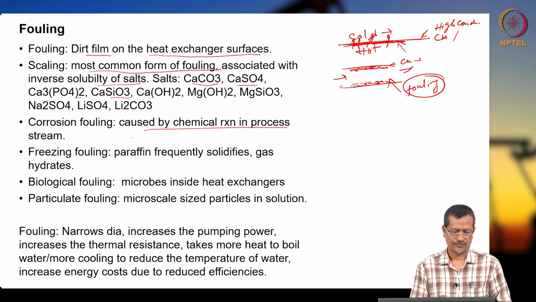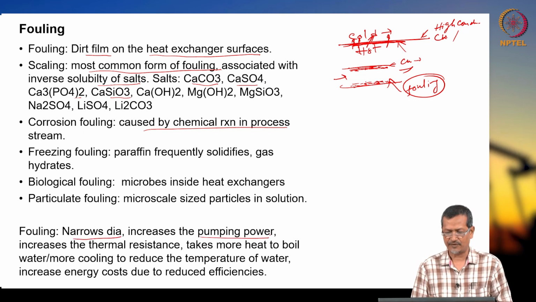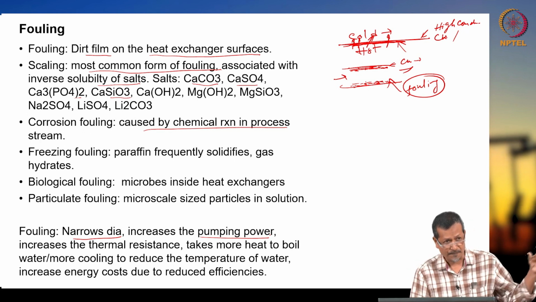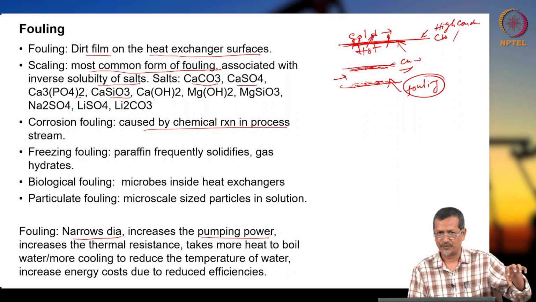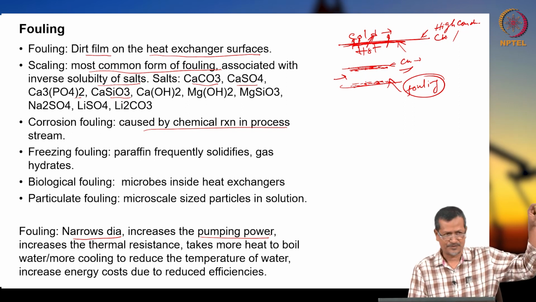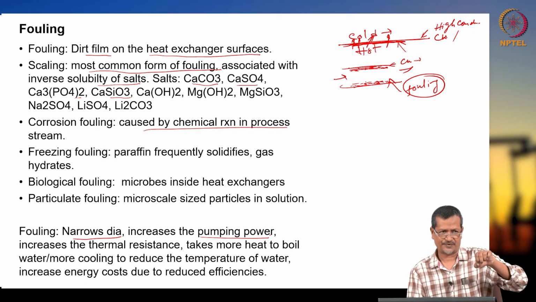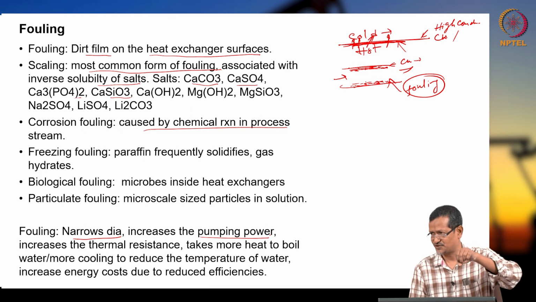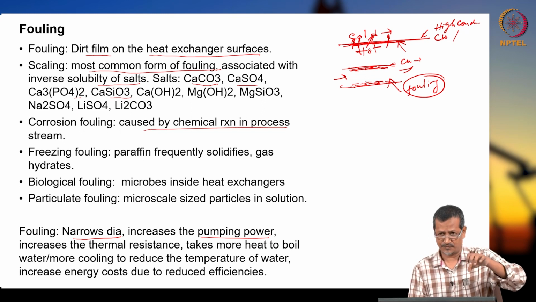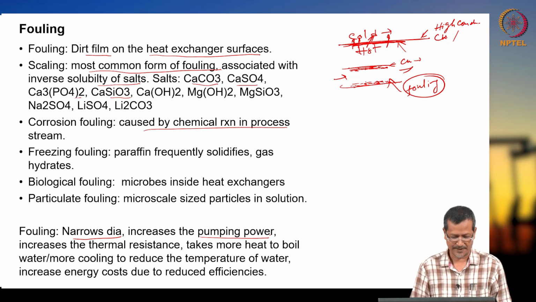Okay, so fouling will be narrowing down the diameter, increasing pumping power because it is blocking. So you need more pumping power, more electrical consumption. So the pump will be working more, consuming more electricity, because you are creating a restriction. Larger pipe means restriction will be lower, smaller pipe means restriction will be higher. Higher restriction means more pressure will be required to push the fluid through that restricted area.